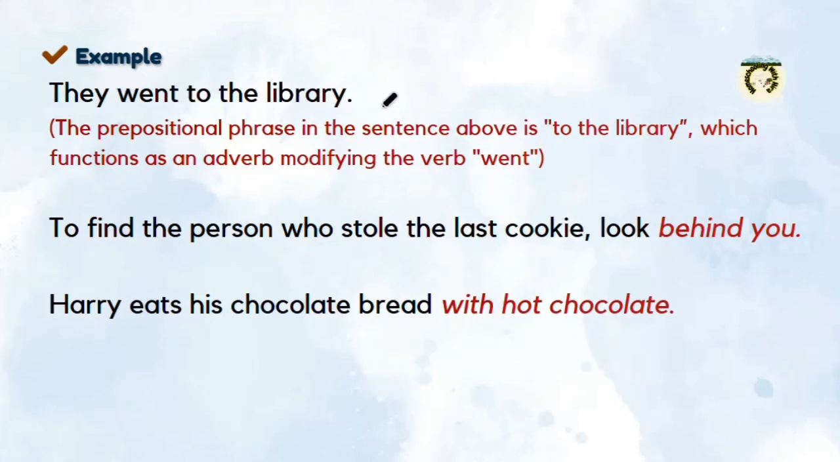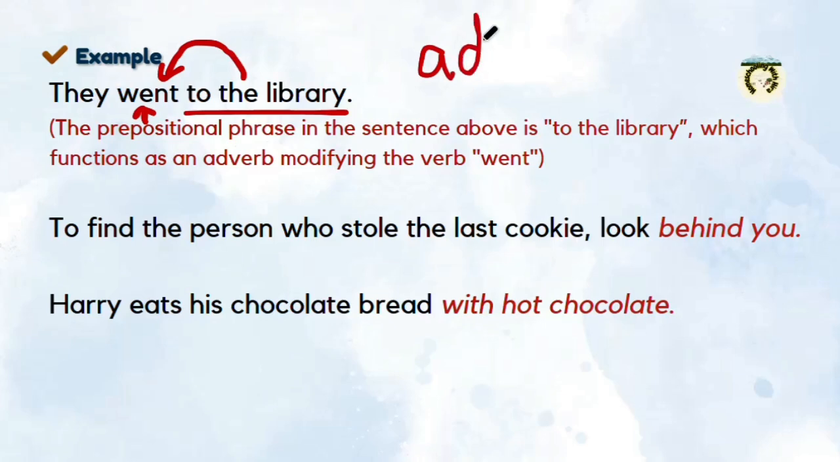They went to the library. Where is the prepositional phrase? First find out. To the library. This is our prepositional phrase, right? Is it giving you information about a noun or an action? They went to the library. This is giving you information about the action of went. If they went, where they went. So to the library is working here as an adverb because it is describing the verb. Hence, it is an adverbial phrase, right?